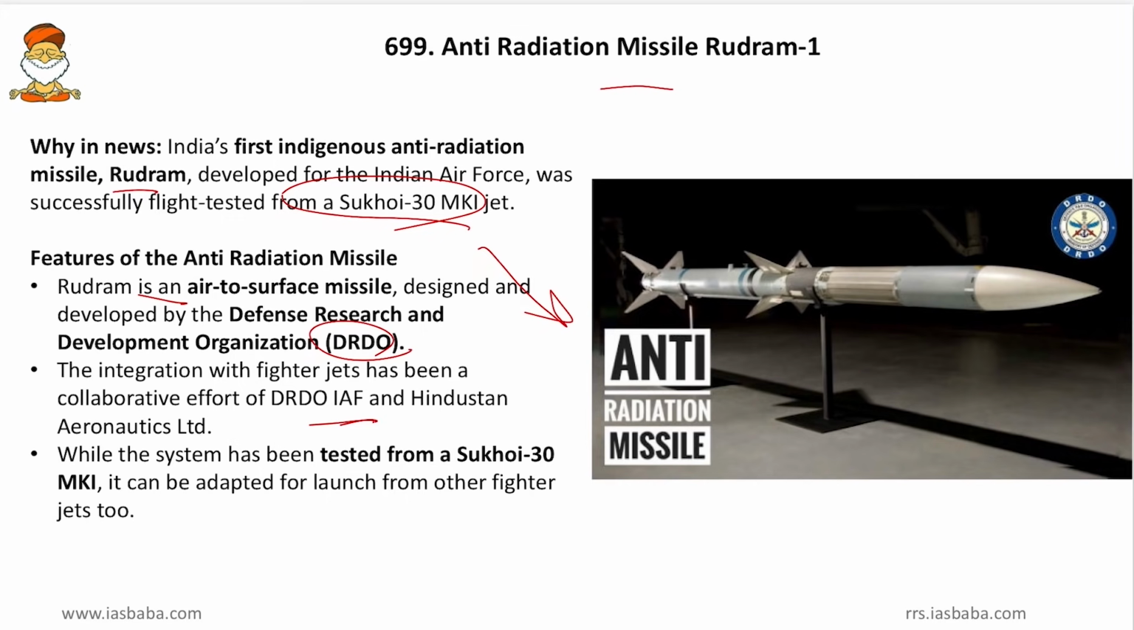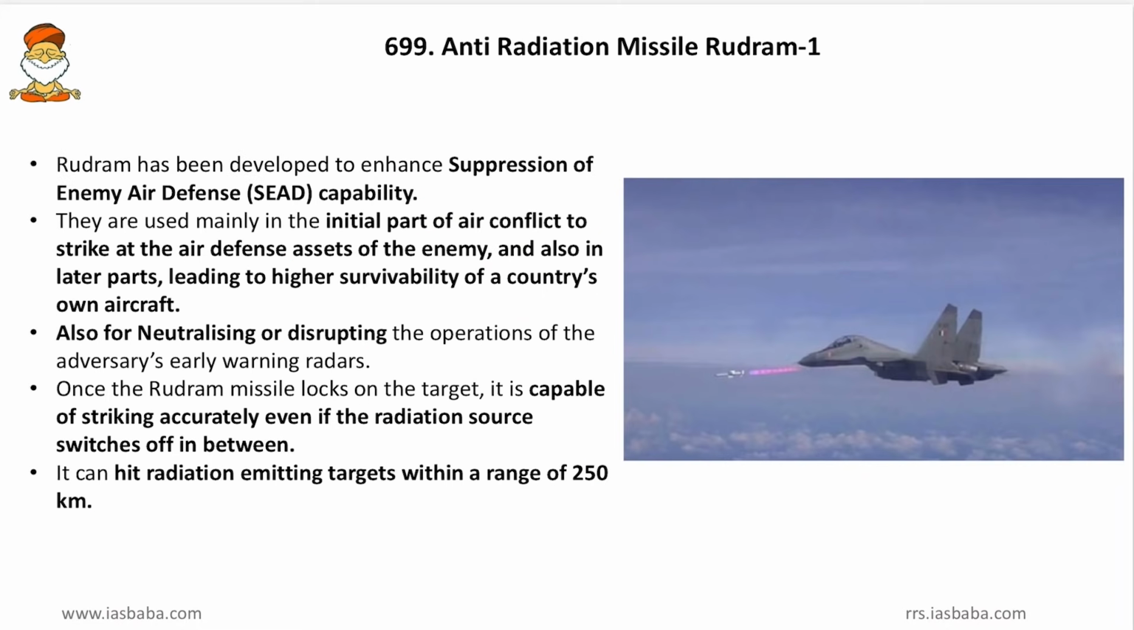Then while the system has been tested from a Sukhoi 30 MKI, it can be adapted for launch from other fighter jets too. So it is universal in nature, and any other fighter jets can launch and fire this anti-radiation missile Rudram. Friends, Rudram has been developed to enhance the SEAD capability. Friends, SEAD capability means suppression of enemy air defence. Friends, it is not basically a defensive instrument, it is an offensive instrument, and it is oriented to suppress the air defence of the opponents.